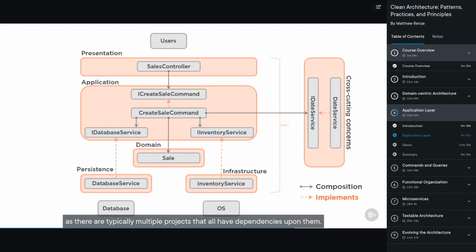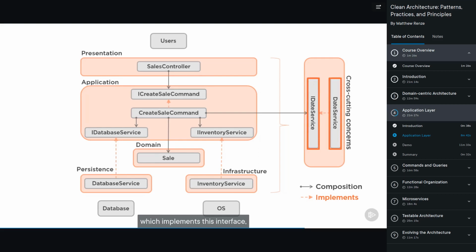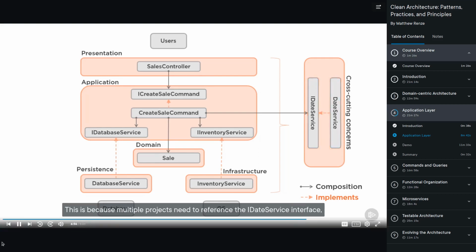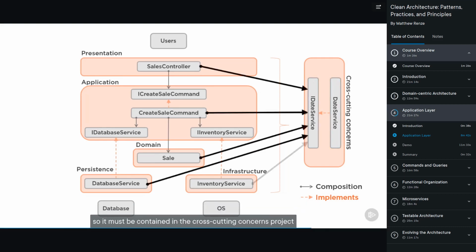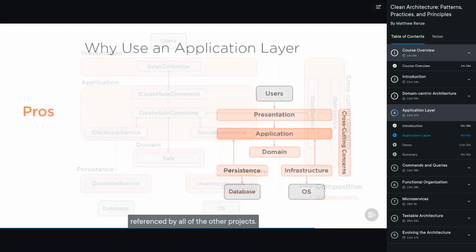Our cross-cutting concerns are a bit different as there are typically multiple projects that all have dependencies upon them. For our cross-cutting concerns, we store both the interfaces and the implementations in the cross-cutting concerns project. For example, the IDateService interface and the DateService class, which implements this interface, are both contained in the cross-cutting concerns project. This is because multiple projects need to reference the IDateService interface, so it must be contained in the cross-cutting concerns project referenced by all of the other projects.